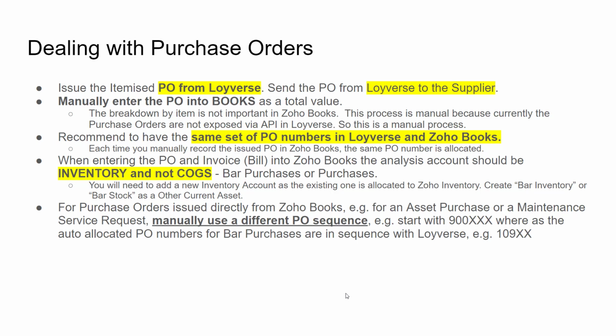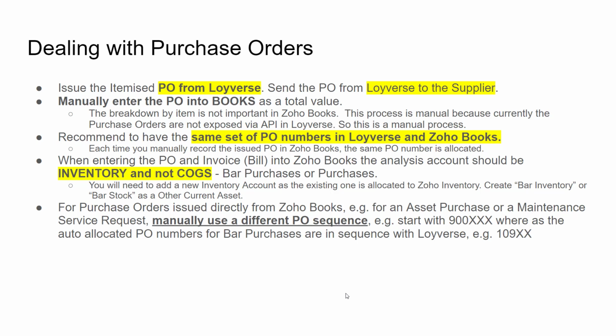My recommendation is that you issue the itemized purchase orders from Loyverse. That means your stock items, your SKUs, your suppliers, etc., are all in Loyverse so you can manage the stock. So issue the PO from there and send the PO from Loyverse to the supplier. One of the issues is that Loyverse's email address is used as the sender, but your suppliers will get used to that.